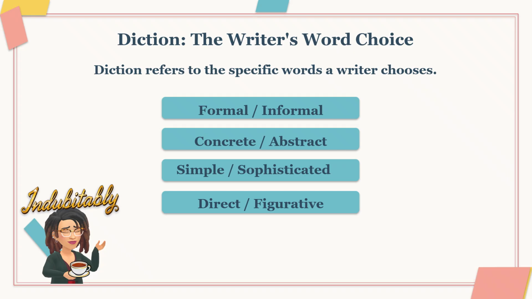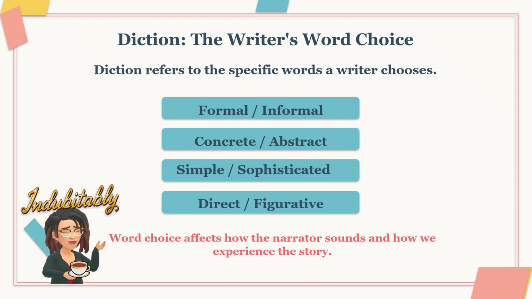Let's unpack diction. Diction refers to the specific words a writer chooses. They can be formal or informal, concrete or abstract, simple or sophisticated, or direct and figurative. The word choice affects how the narrator sounds and how we, the readers, experience the story.